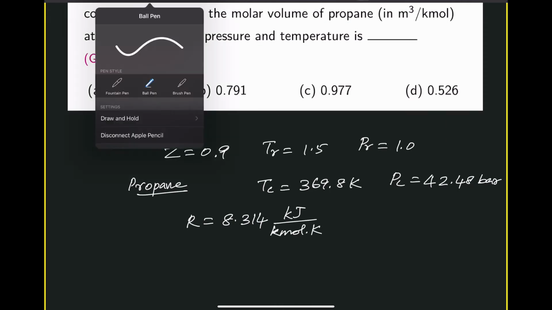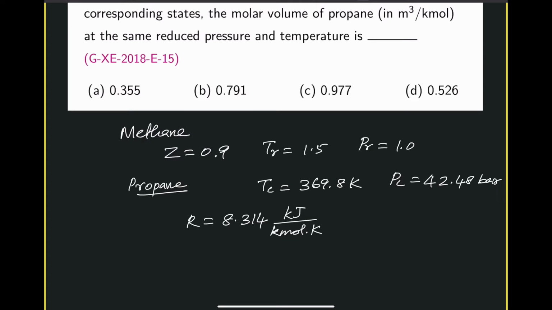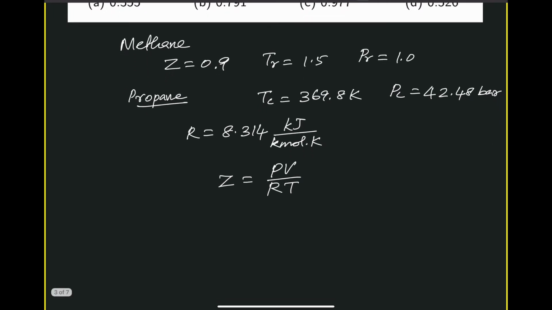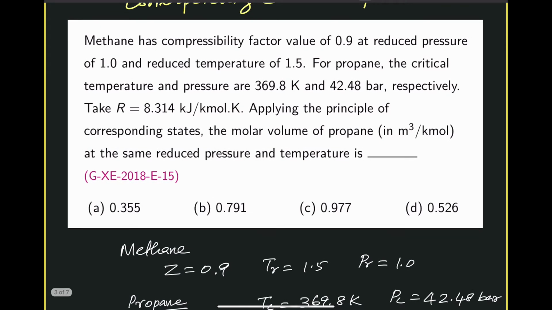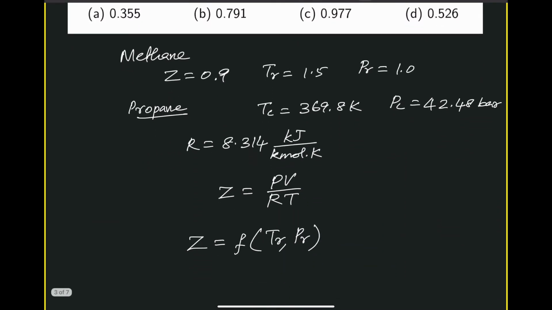So what is the formula we have for Z? Z equal to PV by RT. And what is the principle of corresponding states? Z is simply a function of TR and PR. At the same reduced pressure and reduced temperature, any gas will have the same value of Z. So using this, we are going to find the volume of propane from the data of methane. Otherwise, at the same reduced temperature and pressure, Z is constant.